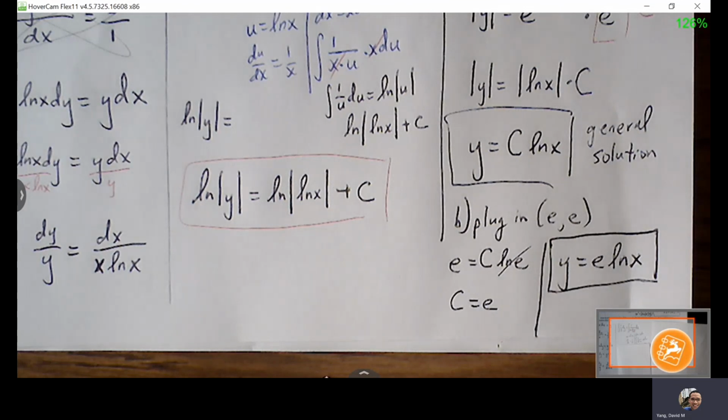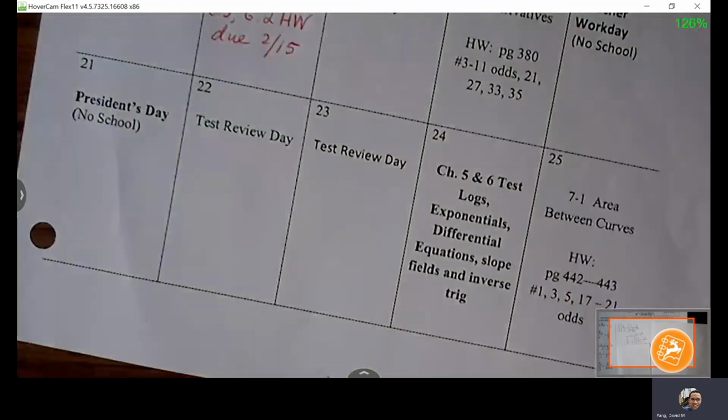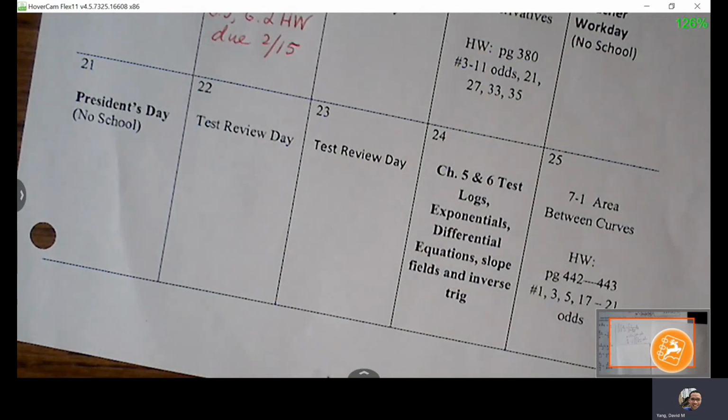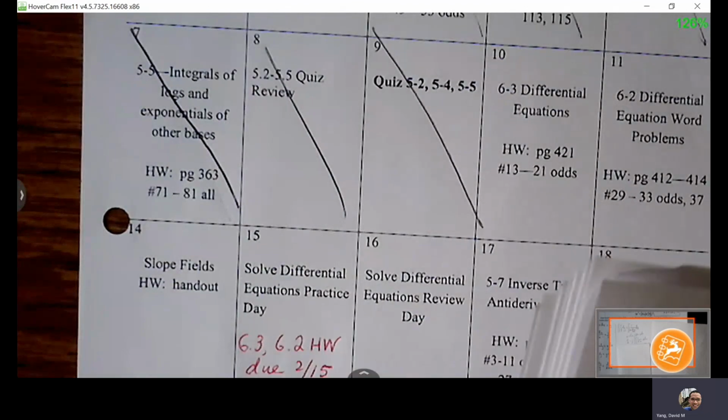So same steps as before. Separate the variables, solve, take the antiderivative, get your general solution. And then once you have a general solution, you can use the ordered pair to find your particular solution. Okay, does anybody still need to look at number 6? Okay, I'll leave it up here for a second. Good, okay, thanks.